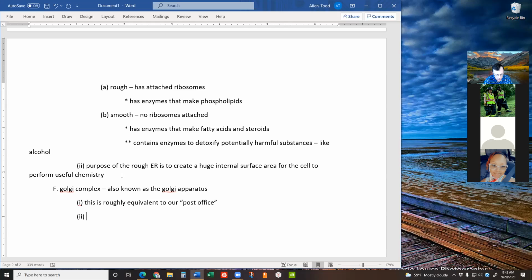You might have a package that you need to send to give somebody a Christmas present. So you take your package into the post office and they tell you, oh, well, you're going to need this kind of packing material, or you should put it in this kind of box, and they'll help you package it up for safe delivery. That's what the Golgi complex does. Okay, so the Golgi complex modifies, sorts, and packages materials, especially proteins, for delivery to other destinations.